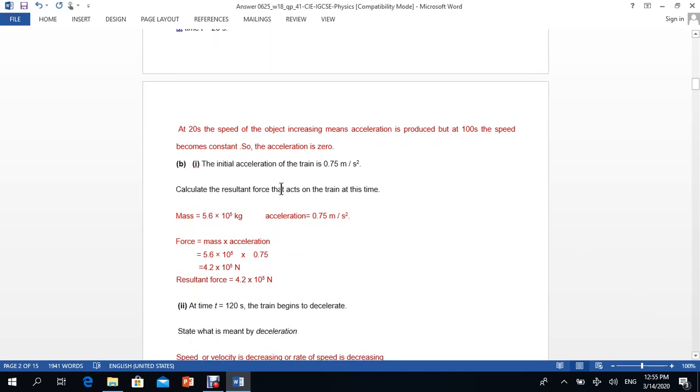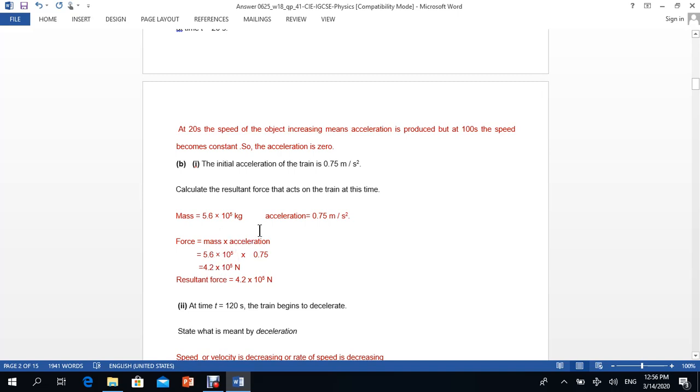Now we will move to part B. The initial acceleration of the train is 0.75 meters per second squared. Now you have to find the resultant force. For that you can use Newton's second law of motion. Force equals mass times acceleration. It means that if you multiply mass by the acceleration, you will get the force.